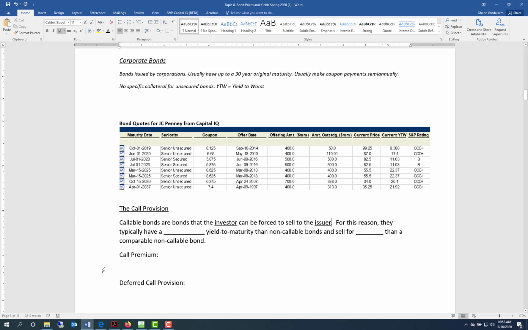For this reason, they're considered to be a little more risky because you're not going to get that yield to maturity that you originally expected. So they usually have a higher yield to maturity than non-callable bonds and sell for less than a comparable non-callable bond.